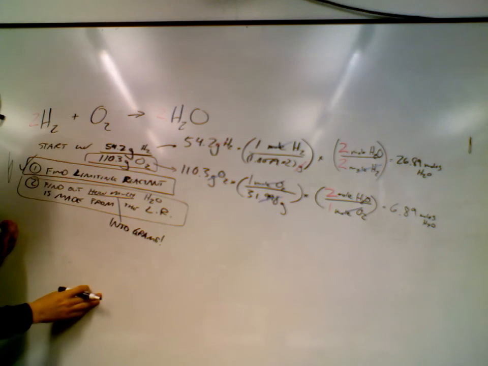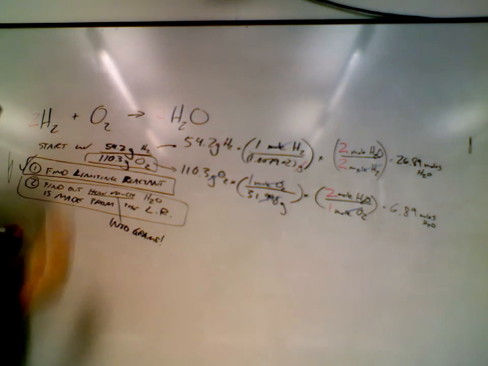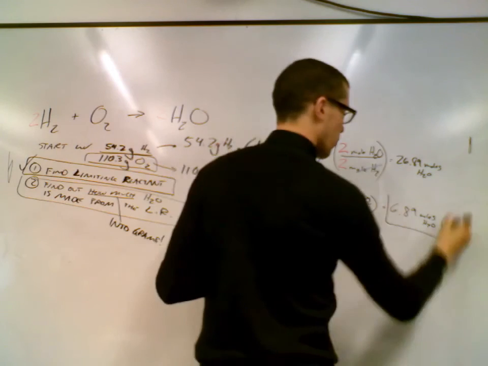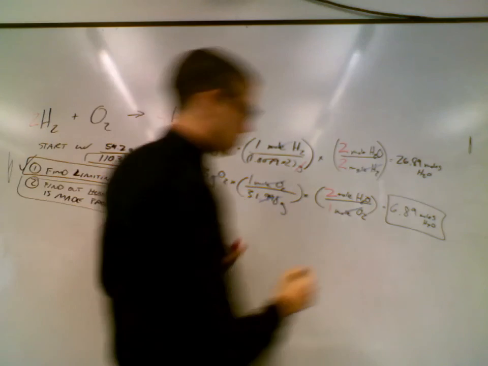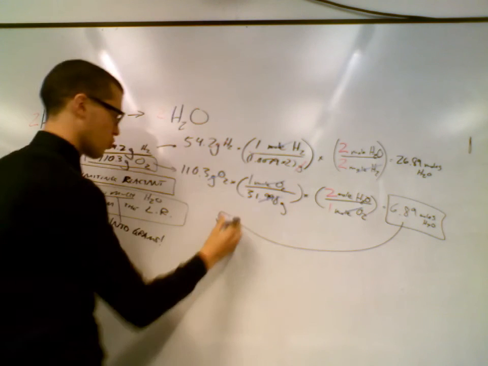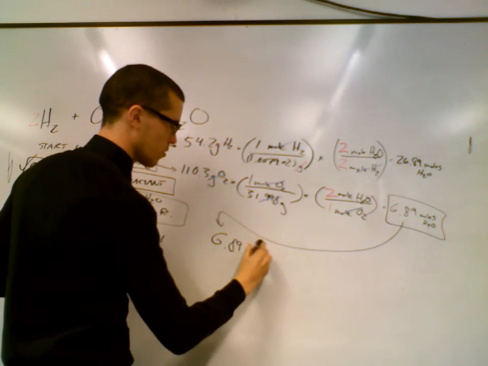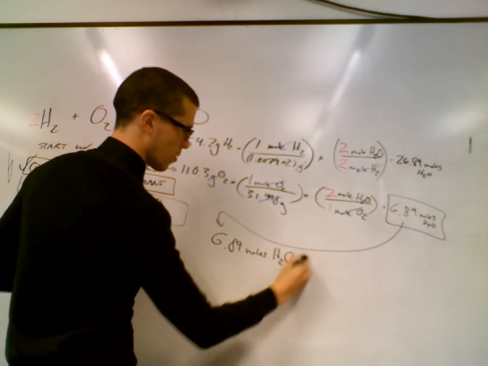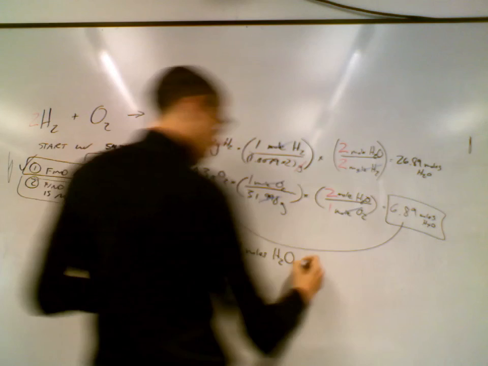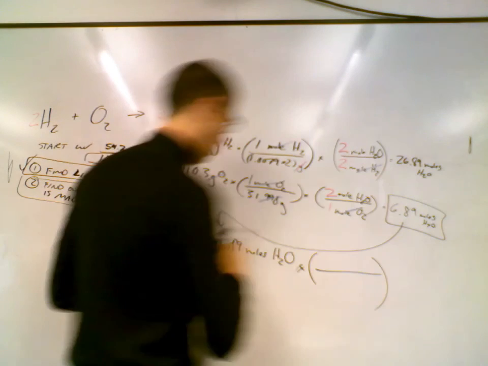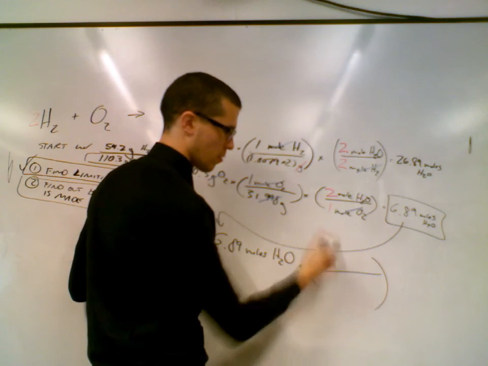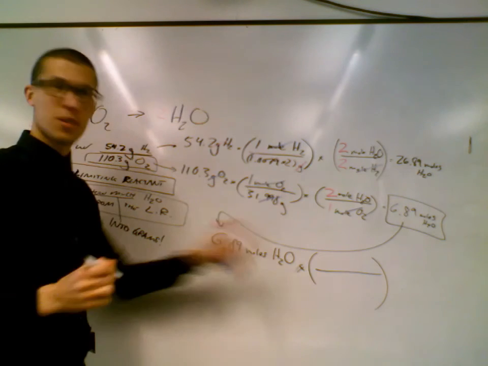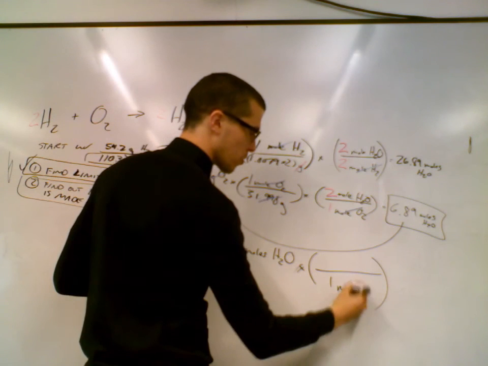Into grams. All right, so how are we going to change those moles we've found so far into grams? Times the molar mass of H2O. So let's take this over here, 6.89 moles of H2O. Times. Now, what goes on the top, what goes on the bottom? The molar mass goes on top because we want to cancel out these units. 1 mole of H2O goes on the bottom.